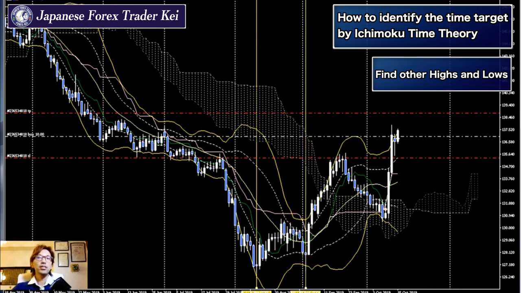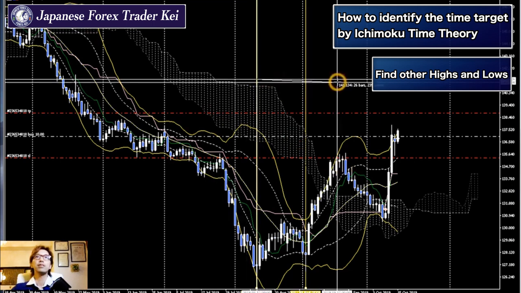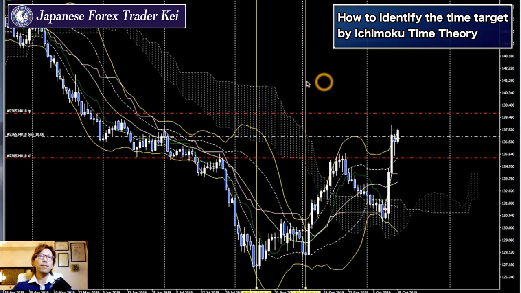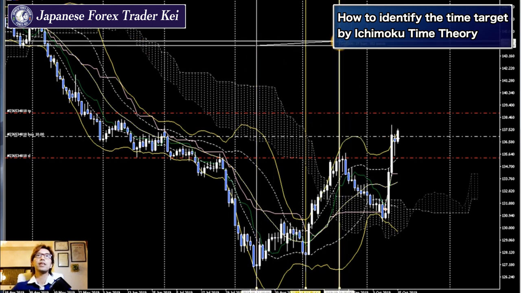So what about the next high or next low? To the next high, the next high is going to be on these candles, right? So how many candles will that be from this lowest to the next highest? If you take this one, it's going to be 27 bars, right? 27 candlesticks. See? And 26 is another Kihon Suchi number. So you can see that the market is synchronizing with the time cycle here. So I put the vertical line right here. This is the 27 candles.